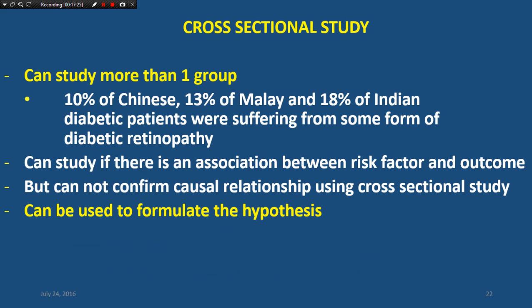One advantage of cross-sectional study is we can study more than one group. 10% of Chinese, 13% of Malay and 18% of Indian diabetic patients were suffering from some form of retinopathy. It can be used to study if there is an association between risk factor and outcome but cannot confirm a causal relationship. Okay, it can be used to formulate the hypothesis. We cannot test the hypothesis or confirm the hypothesis.